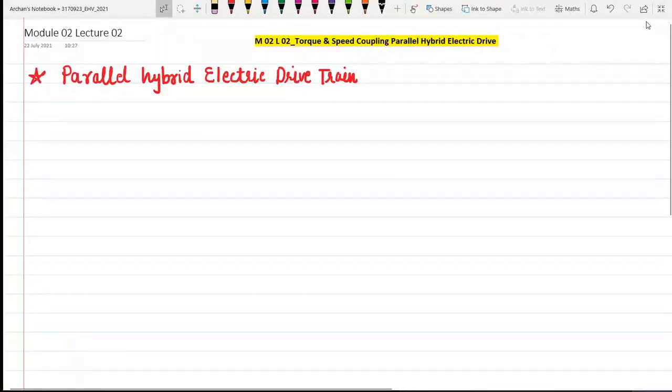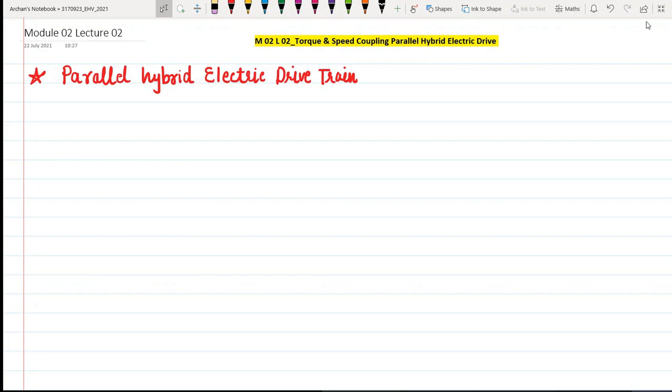In the last session of electric and hybrid electric vehicles, we started with the concept and architecture of hybrid electric vehicles. We have seen many types, many architectures of hybrid electric drivetrains, right? We have seen series, parallel hybrid, and complex hybrid network.